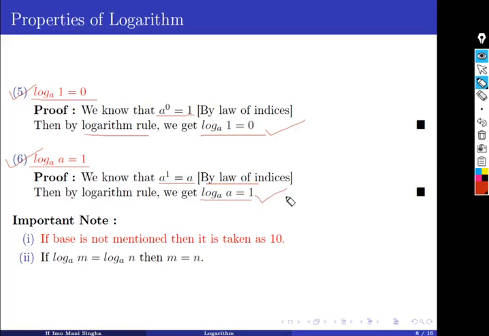Here, important note: if the base is not mentioned in the equation, then we will always consider it as base 10. And number 2, this is also important, if log of m is equal to log of n, both having the same base, then m will be equal to n.